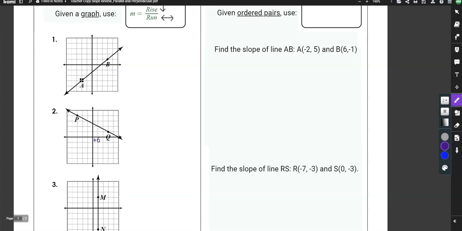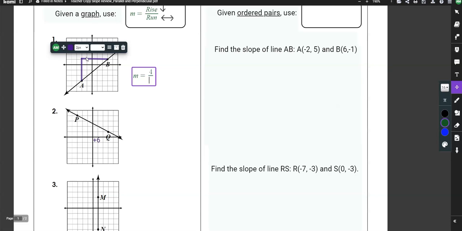So for A to B, I need to go up first and then to the right. Now, the important question here is how far up did I go? 1, 2, 3, 4 units up. That is how far up. So m equals, and to do the fraction bar, I am just using the slash key. All right, so we went up 4 units.